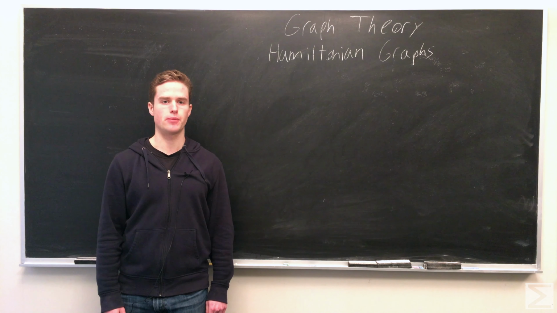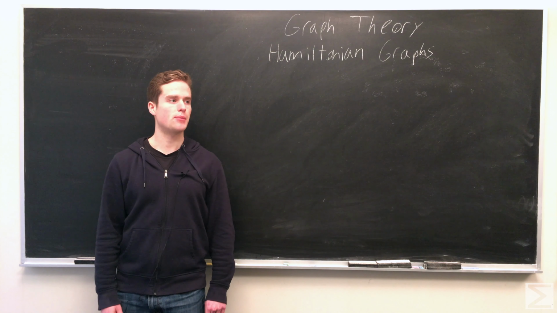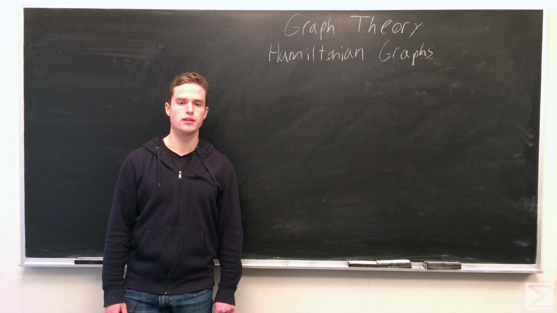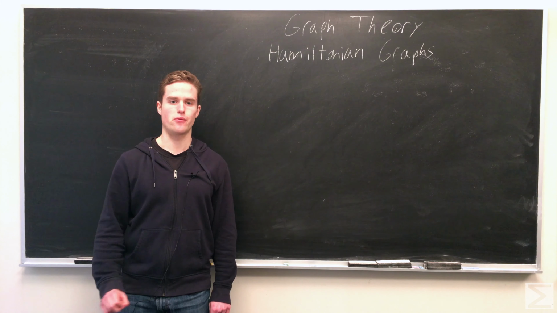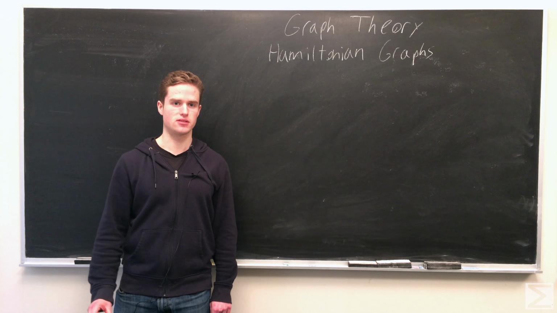Today we're going to talk a little bit about Hamiltonian graphs. A Hamiltonian graph is a graph with a cycle such that the cycle hits every vertex in the graph once, and we're not repeating any edges, we're not repeating any vertices.